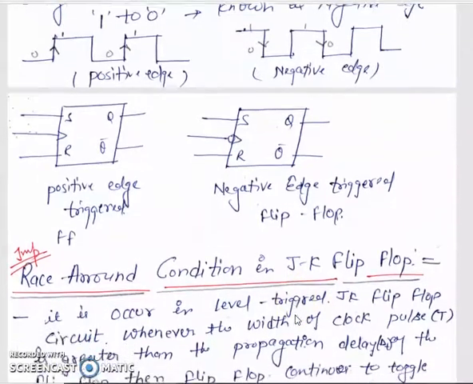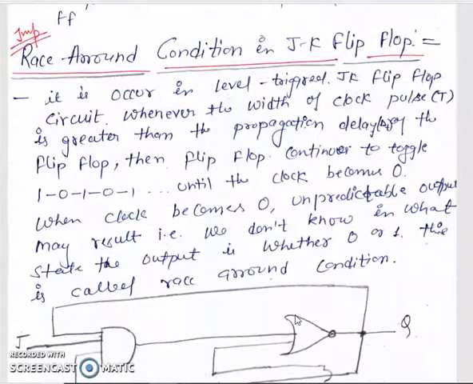Okay, the next topic is the race around condition of the JK flip-flop. We know that the JK flip-flop with the condition J equal to 1, K equal to 1 has its output toggled, that is Q and Q bar. When Q and Q bar are equal to 1, which is the problem of the SR flip-flop, that is invalid or forbidden. But what happens when J and K are equal to 1, the output is toggled, that is Q and Q bar. Okay, but this toggle continues 1 0 1 0 1 0.